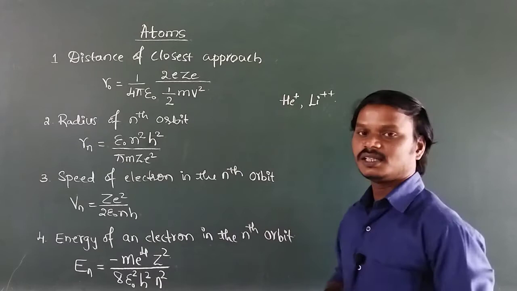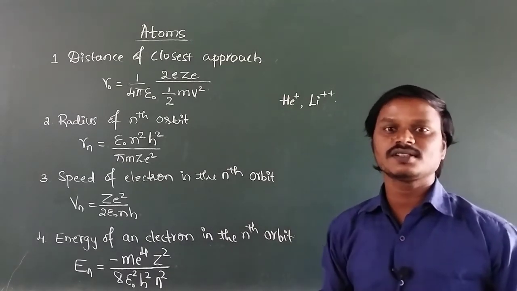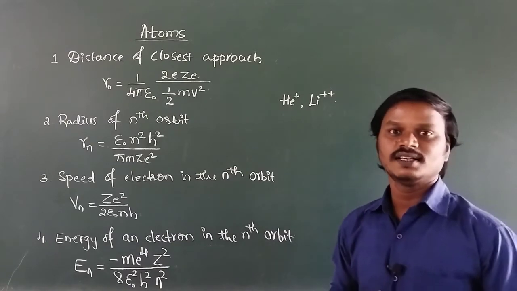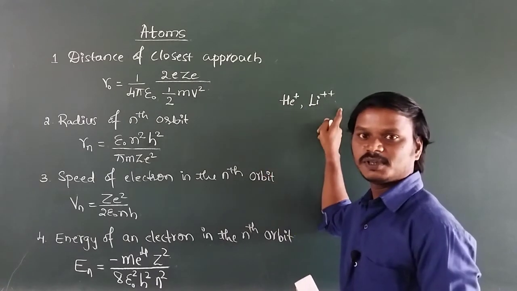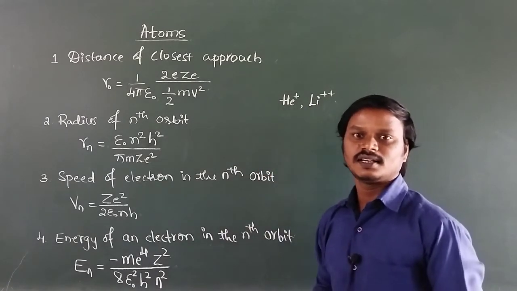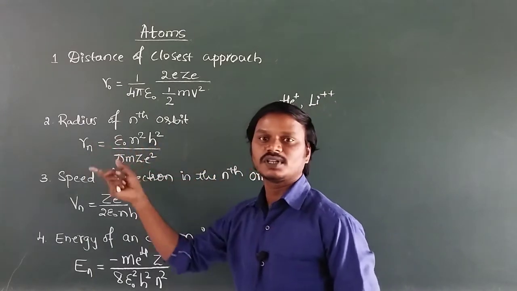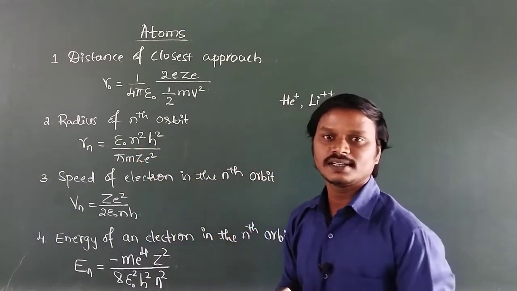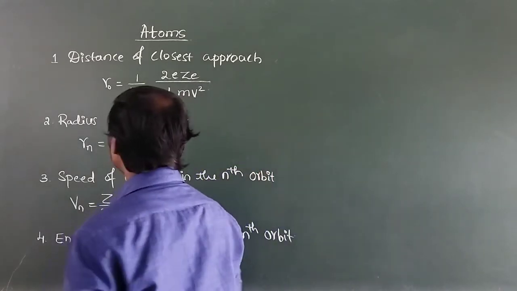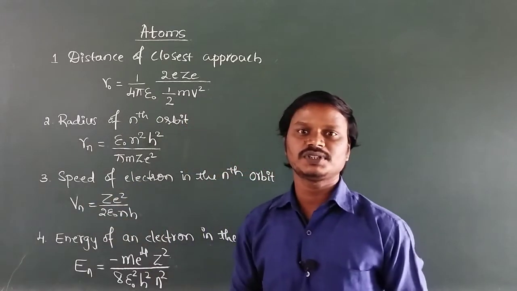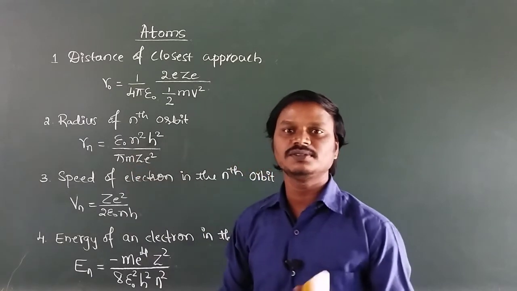And in case of lithium, there are how many electrons? 3 electrons. Among 3 electrons, if 2 electrons are removed, then 1 electron is there. Hence Li double plus is just like hydrogen. That is why Li double plus is called a hydrogen like atom. And we are going to use this formula to find the radius of the nth orbit for hydrogen and hydrogen like atoms. And one thing here, the radius of the nth orbit is directly proportional to n square, and inversely proportional to Z.